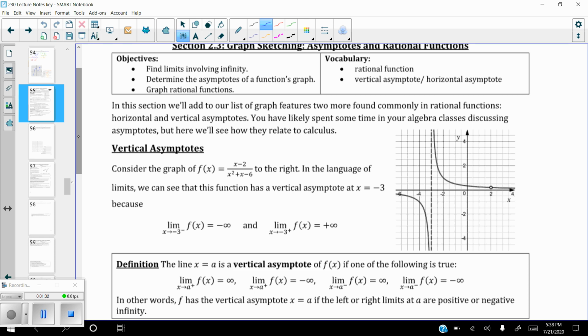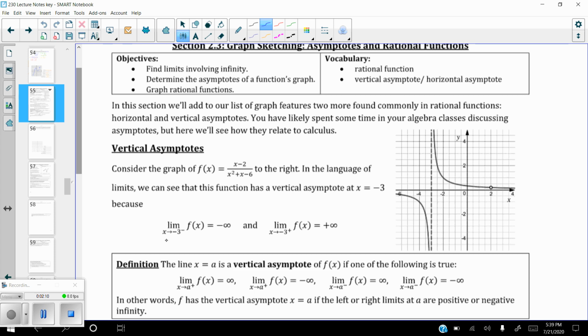All right, so let's look at the concept of a vertical asymptote first. This is something that you guys have probably seen before in your algebra classes. A vertical asymptote on the graph at the right there is clearly at x equals -3. You can see the dotted line which indicates that there is a vertical asymptote. And that's the graph of x minus 2 over x squared plus x minus 6. The reason that this has a vertical asymptote is because as you approach the vertical asymptote from the left or from the right, the limit approaches one of the infinities.